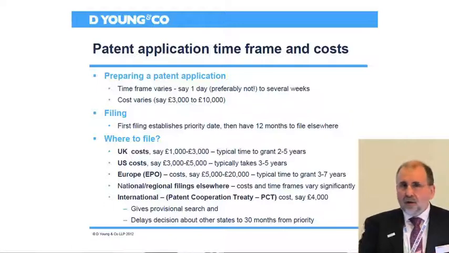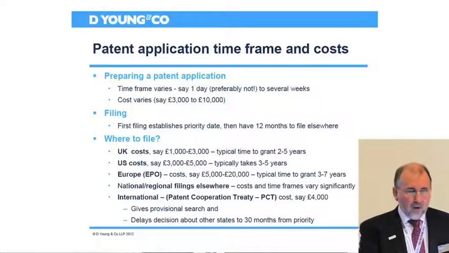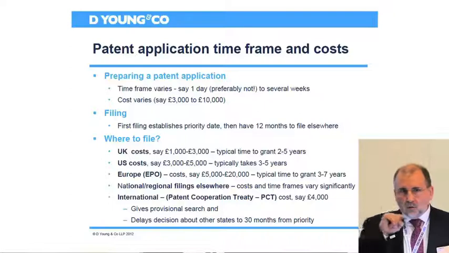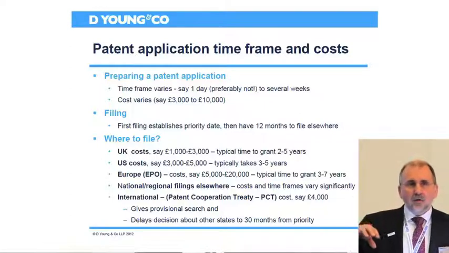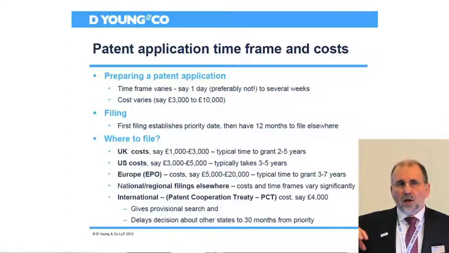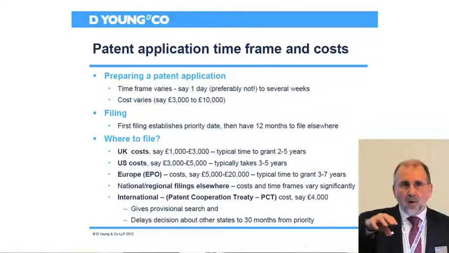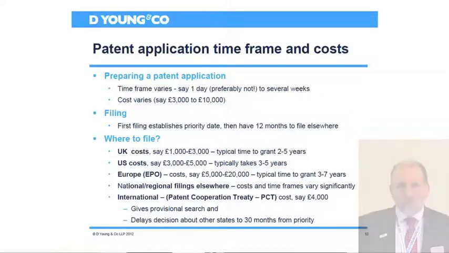I've given ideas of various costs here. These can vary a lot. The EPO Europe, that is a centralized application which allows you to get individual patents in countries around Europe. I mentioned the International Patent Cooperation Treaty at the bottom. This is a way of slowing down the process.